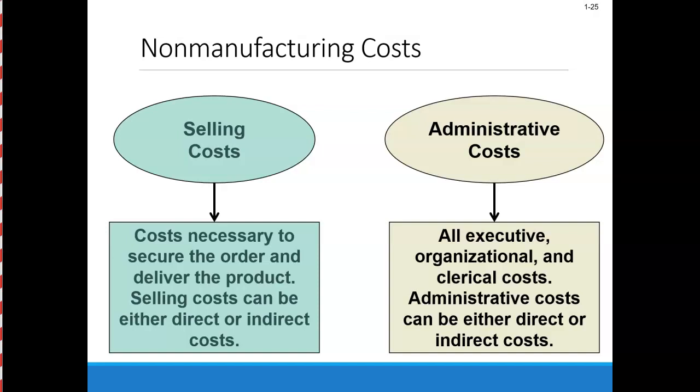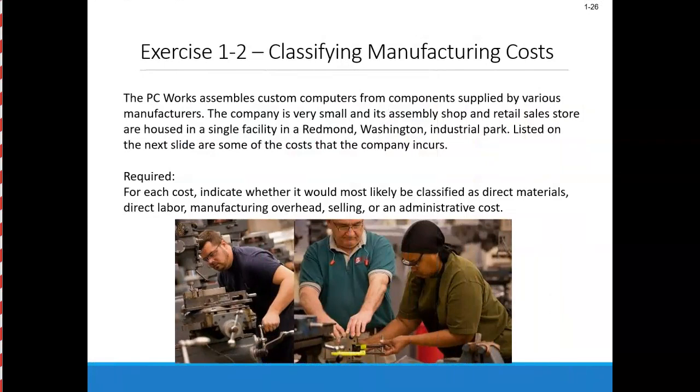Administrative costs include executive, organizational, and clerical costs. They are also period costs, which means they go right to the income statement and get expensed in the period in which they are incurred. The PC Works assembles custom computers from components supplied by various manufacturers. The company is very small and its assembly shop and retail sales store are housed in a single facility in Redmond, Washington Industrial Park. Listed on the next slide are some of the costs that the company incurs.